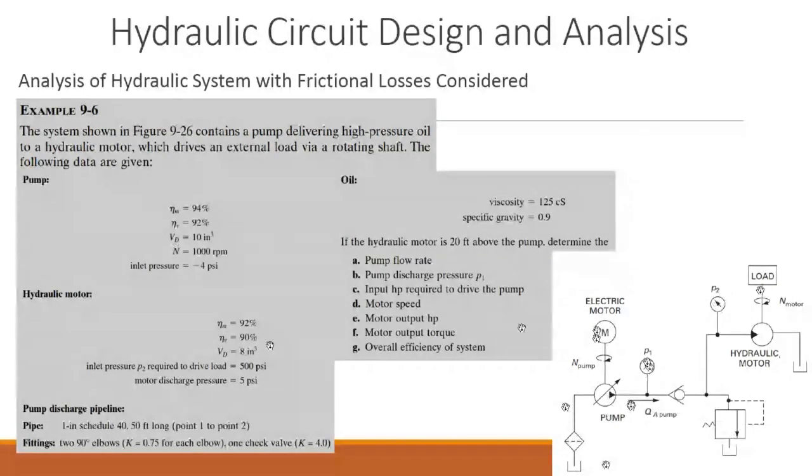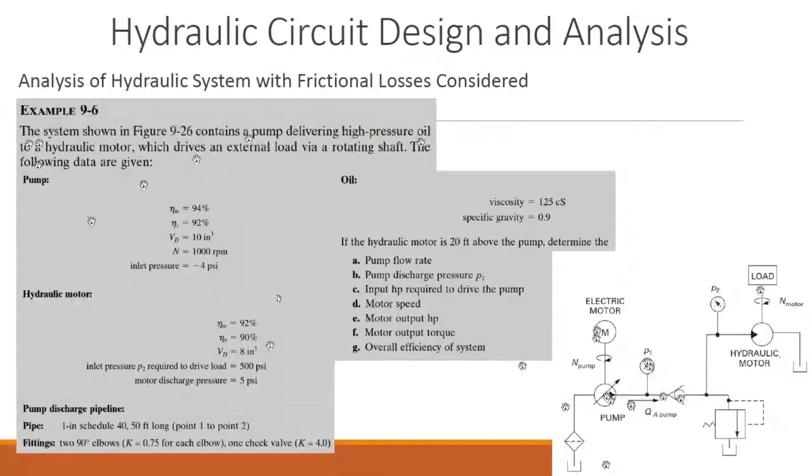So let's try to read and see what the problem is and what is required. Now please pay attention, guys. The system shown in figure 9-26 contains a pump. Yes, it contains a pump. It's a single, unidirectional, variable displacement hydraulic pump delivering high pressure oil to a hydraulic motor. Yes, of course, it has to supply high pressure oil, which drives an external load via a rotating shaft. Yes, it is doing the work. The following data are given. Now let's see the data.